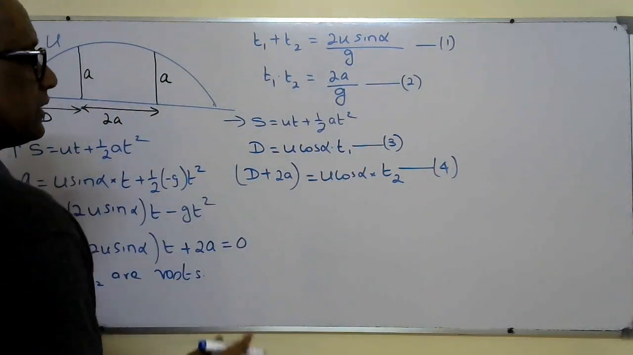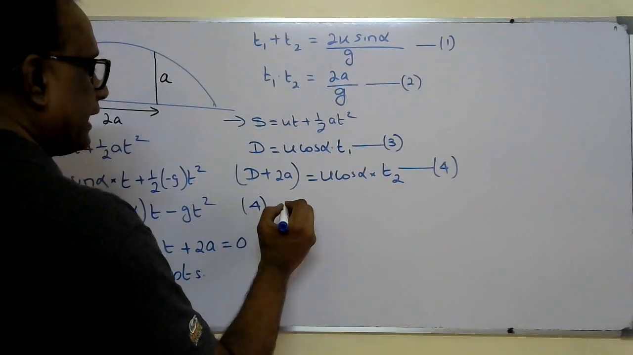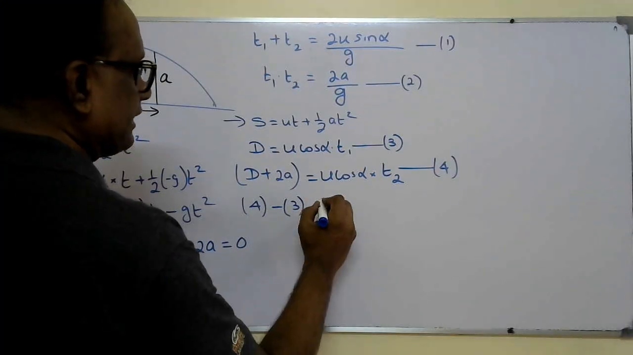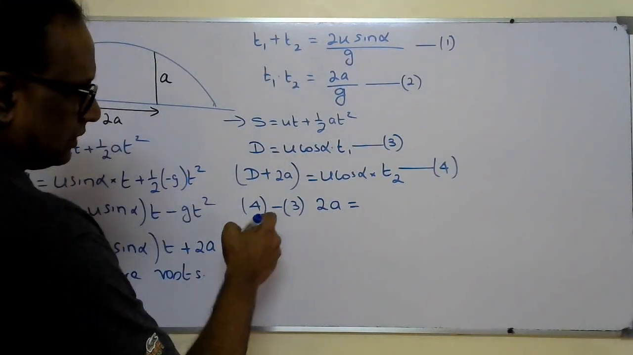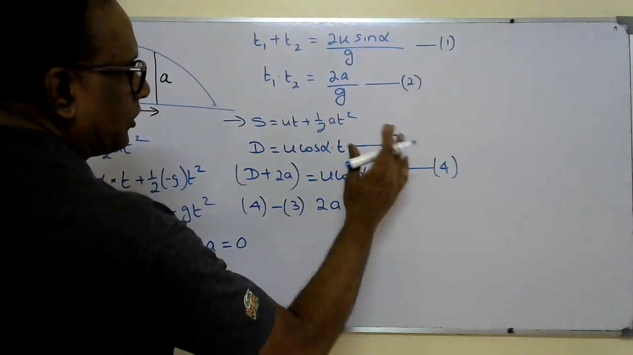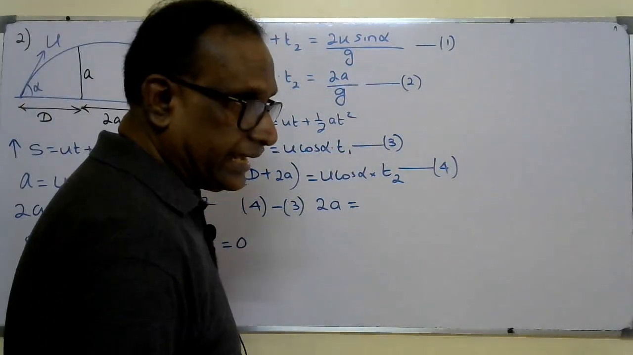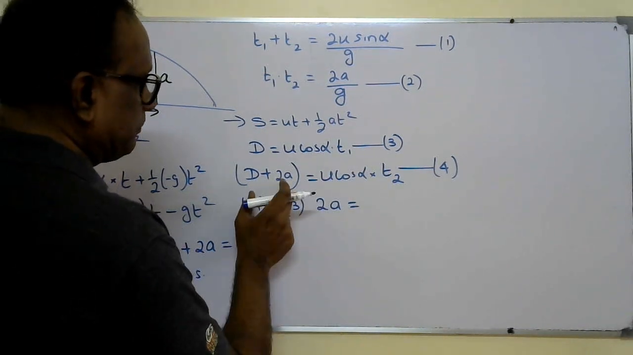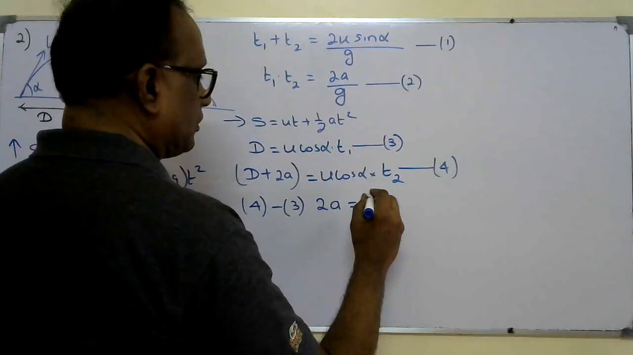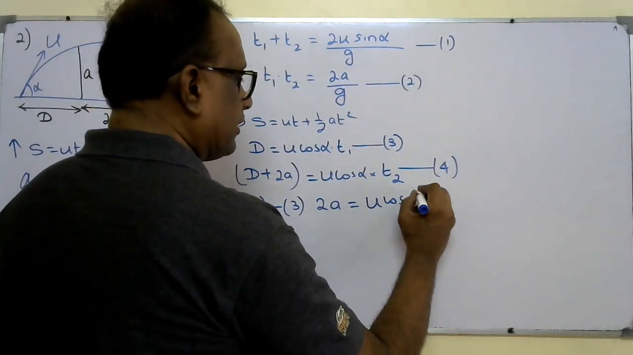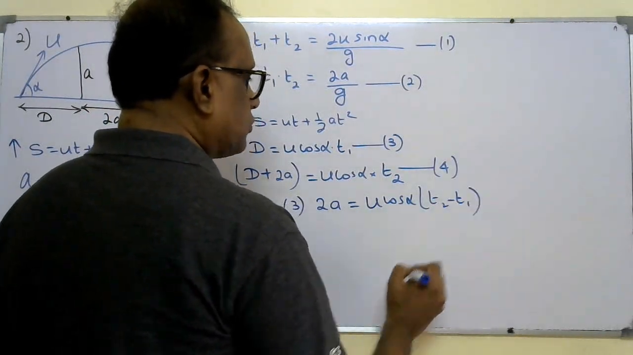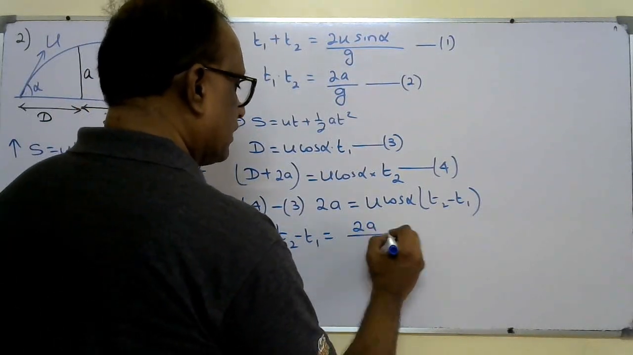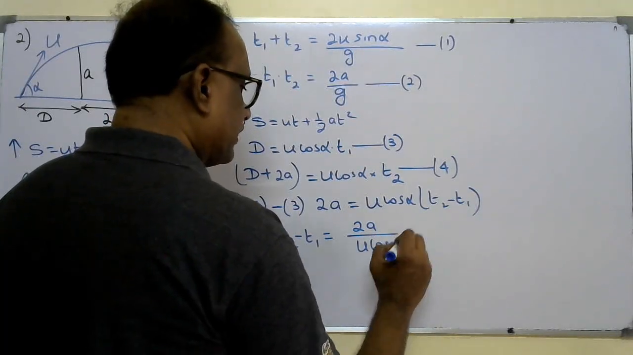Okay, we'll subtract: equation 4 minus equation 3. D plus 2a minus D, that is 2a, is equal to u cos alpha times (T2 minus T1), because I want to get a relationship between T2 and T1. So T2 minus T1 is equal to 2a over u cos alpha.